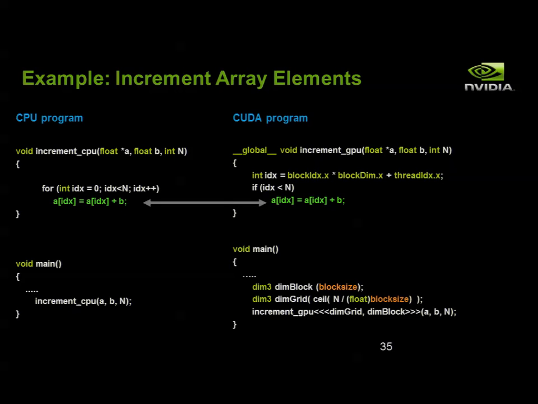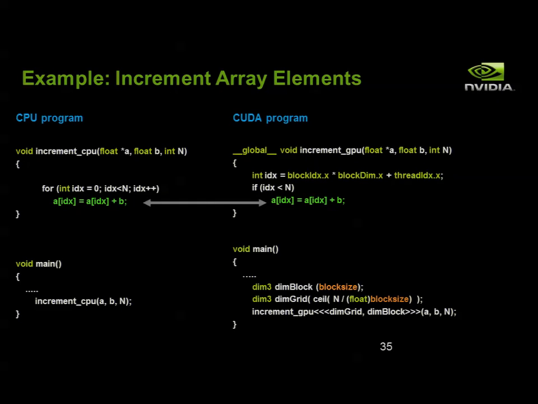Now we have to be a little bit careful. First of all, we need to find out what is index. And so instead of having the loop that gives us the value for index, we just have to go through this calculation of our thread index based on the thread ID and the block ID and the block dimension.